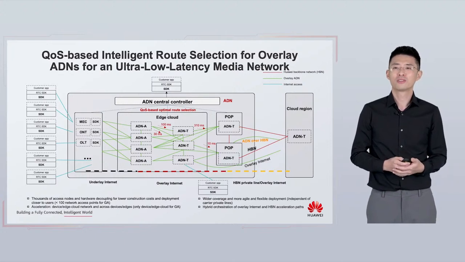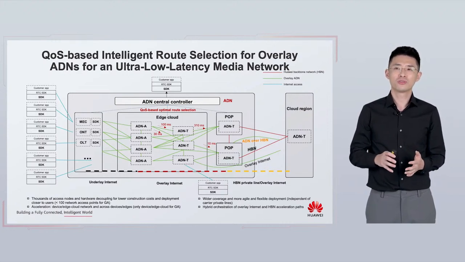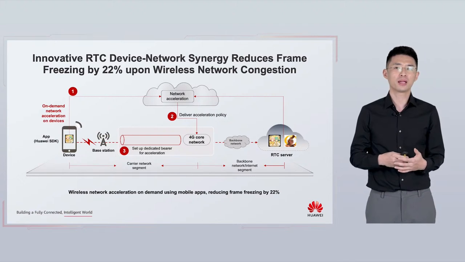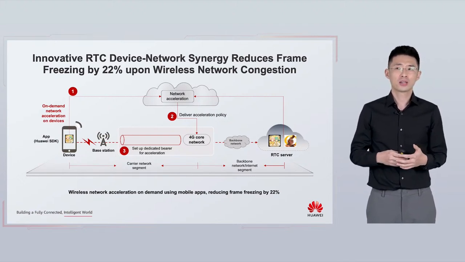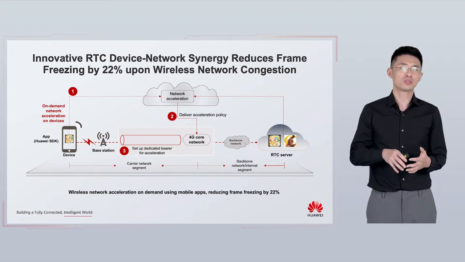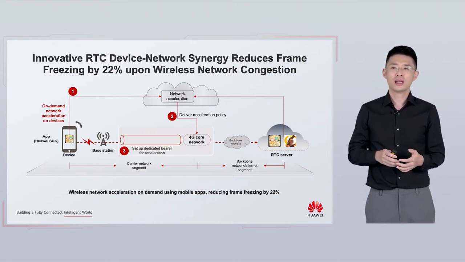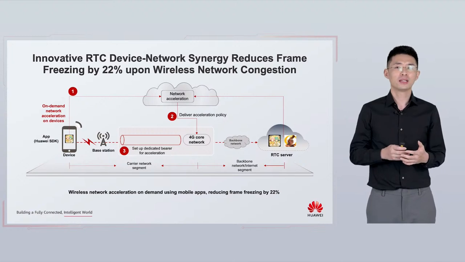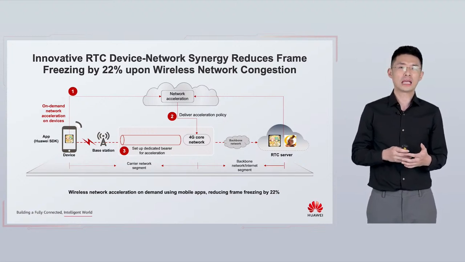Here we have a show. First, we can choose the QoS-based intelligent route, selecting the best route for an RTC room. We have the ADN edge site and ADN central site to give users a better selection of routes. We also have innovative RTC device-network synergy, which reduces frame freezing by 22% upon wireless network congestion. First, you just need the device to connect with our network acceleration. And the 4G core network will connect with the devices, so you build a dedicated bearer for acceleration.